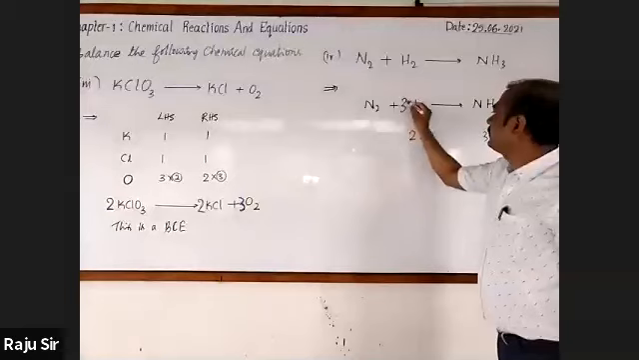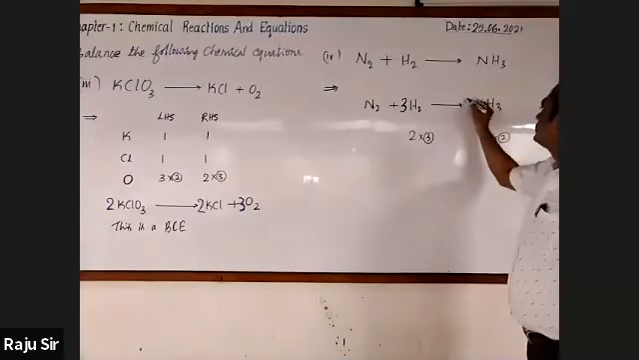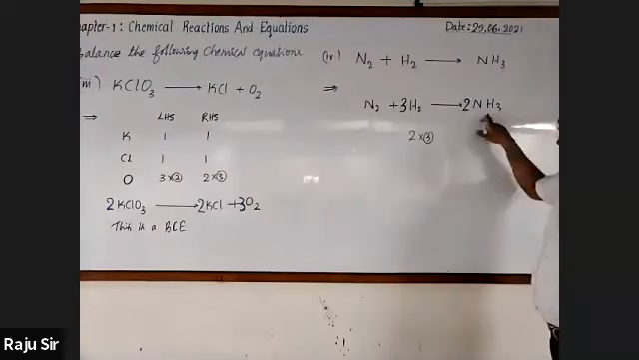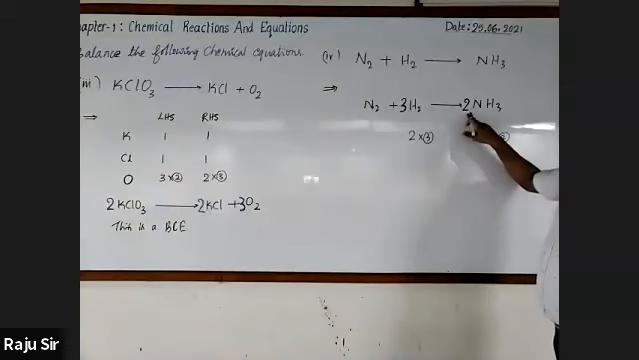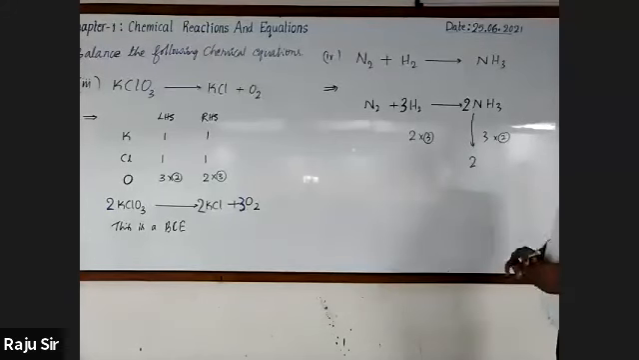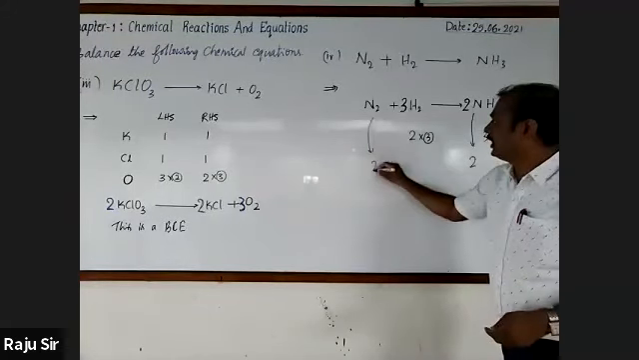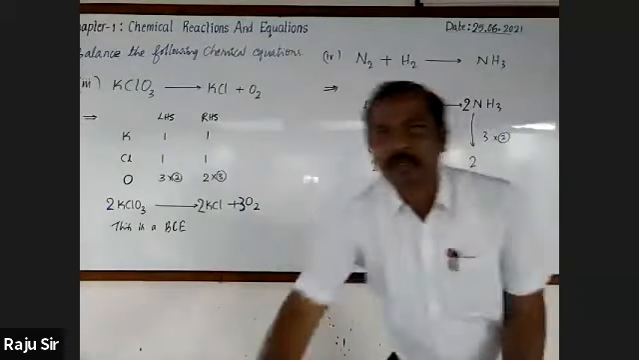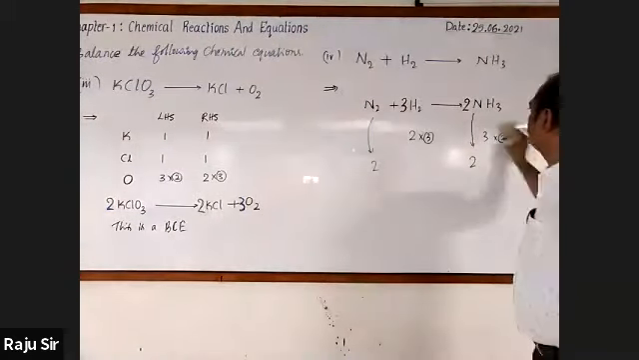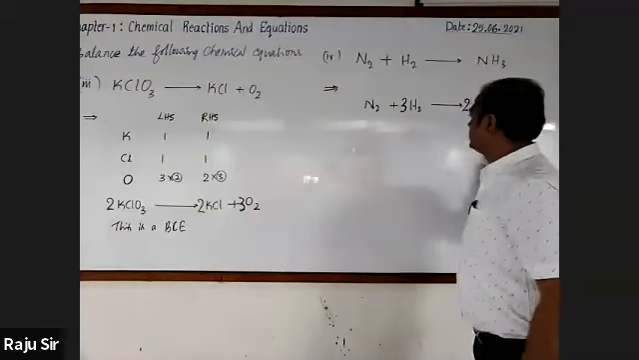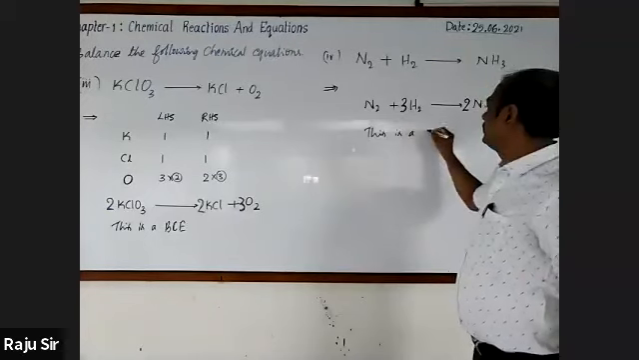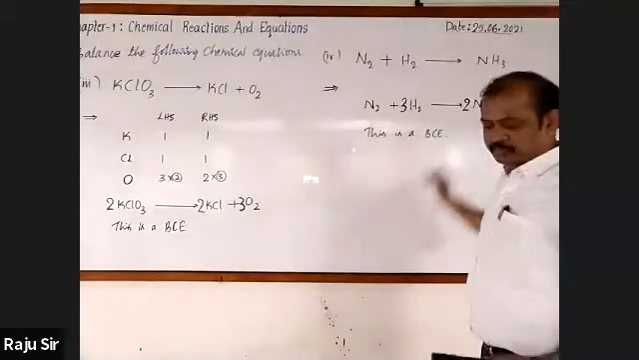This is 3 and this is 2. Hydrogen is balanced. Nitrogen is also balanced, sir. 2 atoms of nitrogen here, 2 atoms of nitrogen here. It is balanced. This is a balanced chemical equation.